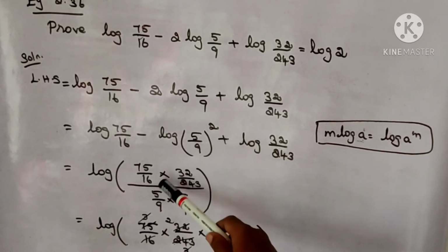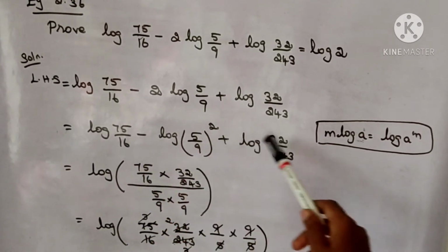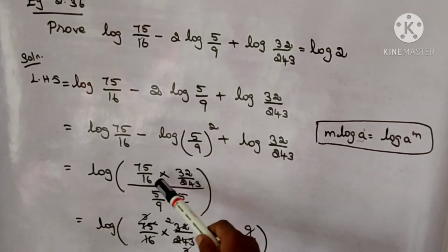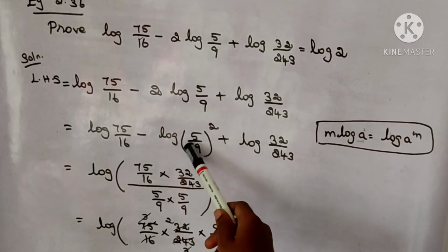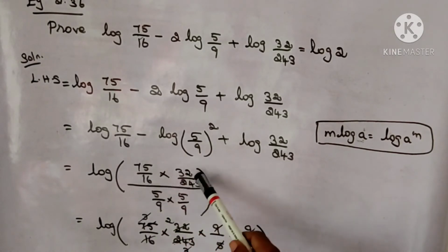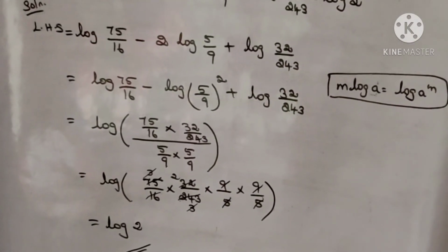Product rule is addition, we take it as multiplication, and subtraction is division. So in log, these two terms are addition terms, so write inside the bracket the product of the two terms, 75 by 16 into 32 by 243. And subtraction is given for the second term, so divided by 5 by 9 the whole square, which is 5 by 9 into 5 by 9. So log of 75 by 16 into 32 by 243, write the reciprocal of the denominator, so 9 by 5 into 9 by 5. We cancel all the terms, the balance we get is 2. So log 2 is the right hand side answer, log 2.